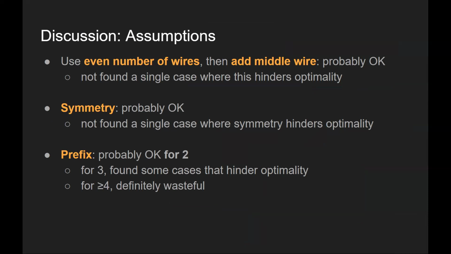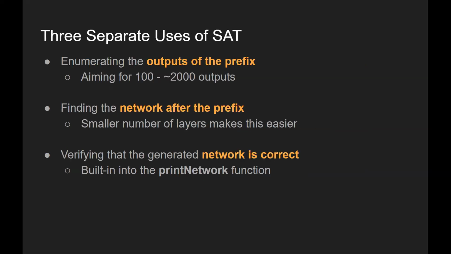I have not found any concrete evidence that sticking to an even number of wires hampers optimality, or sticking to symmetry hampers optimality. I have not seen that at all. Or having this prefix where you just keep dividing by 2, like a butterfly-like thing, I have not seen that makes anything not optimal. So that seems to be reasonable assumptions, but somebody will have to prove that this doesn't hamper optimality, and I don't know how to prove that.